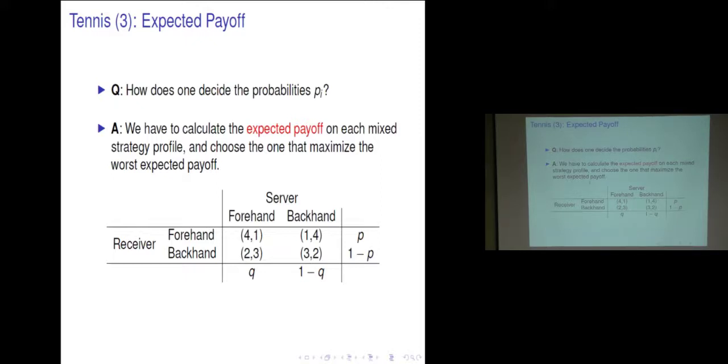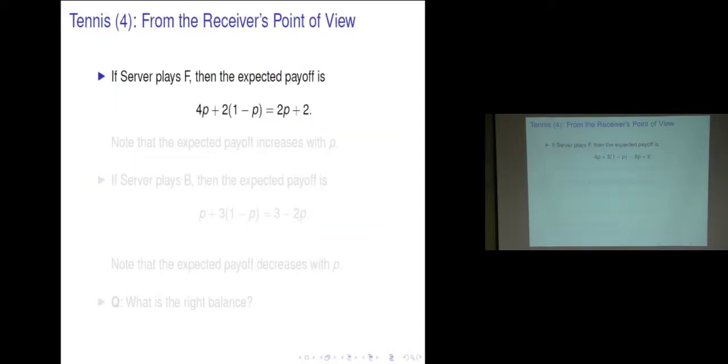With probability P, I will get payoff 4. With probability 1 minus P, I, as the receiver, get payoff 2. So the expected payoff will be a weighted sum of these, P times 4 plus 1 minus P times 2. So 4 times P plus 2 times 1 minus P, and you get 2P plus 2.